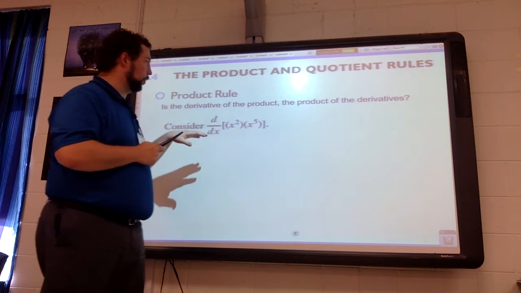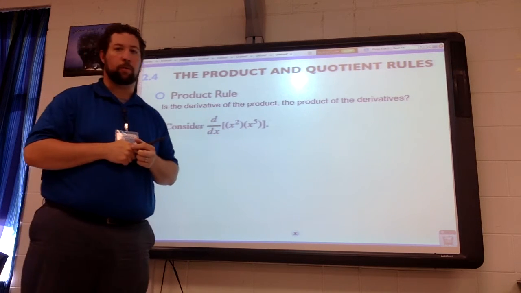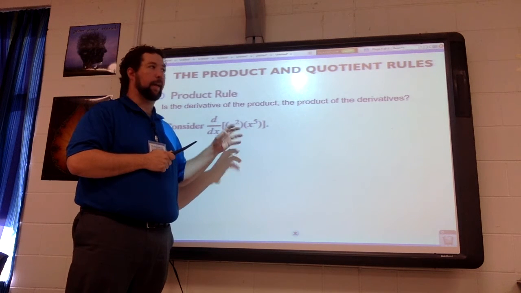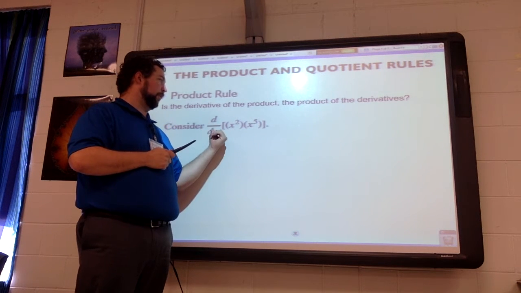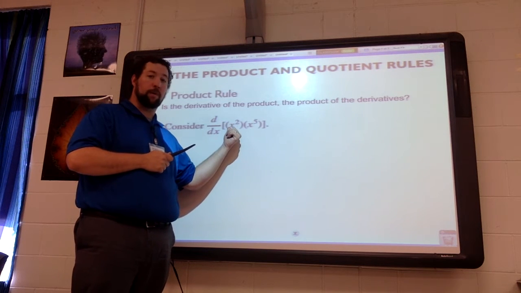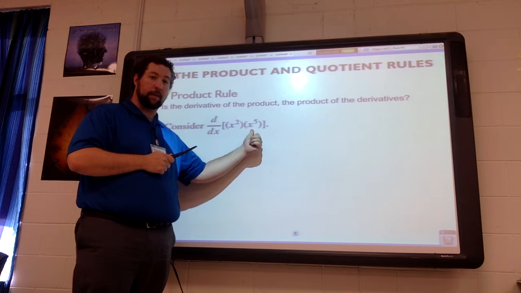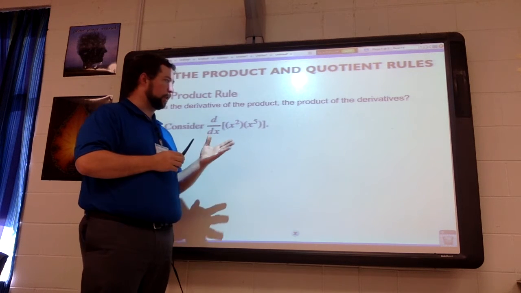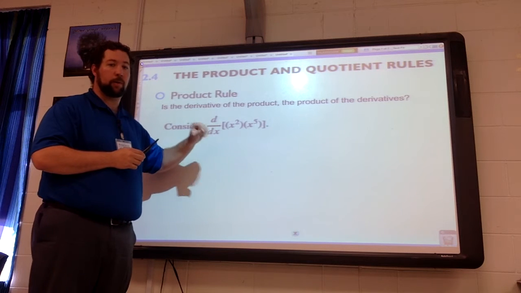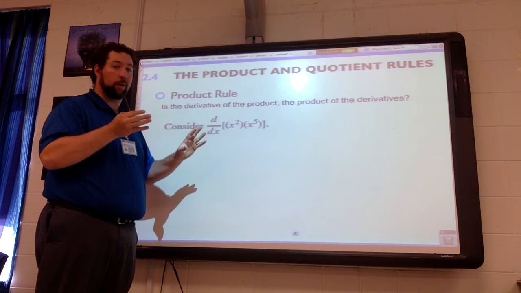Same thing works with subtraction, and the same if you had a constant in front. So the question here before we learn the product rule is, does that same thing work for products? To find the derivative of two things multiplied by each other, can I just take the derivative of the first, the derivative of the second, and multiply them together? So let's try this out. This is a pretty easy problem, so we can see whether this works.